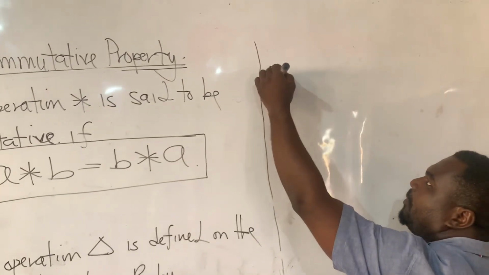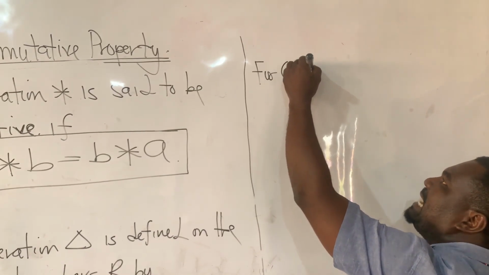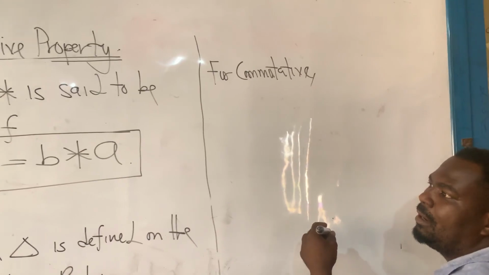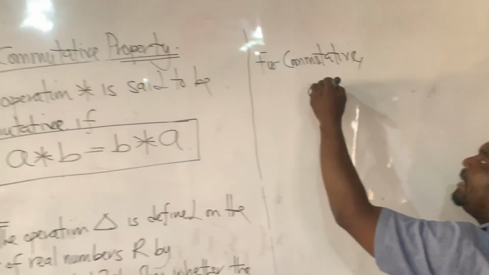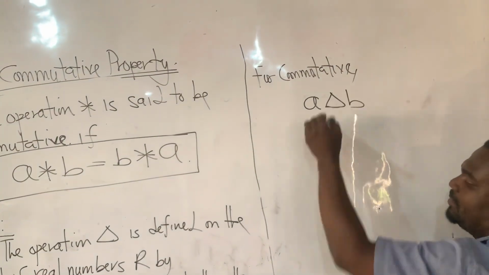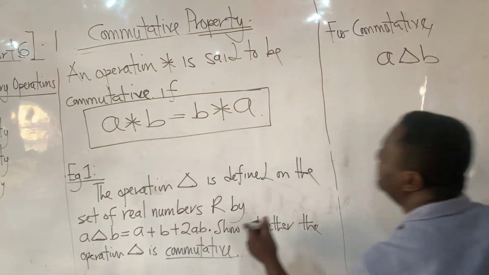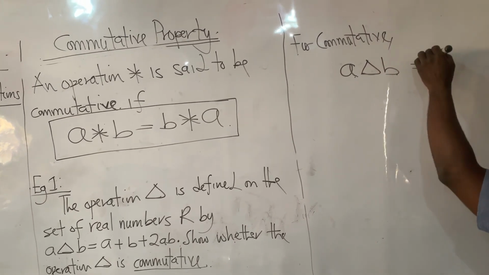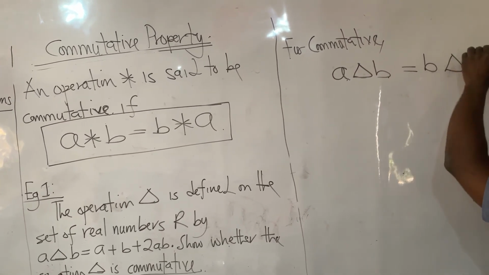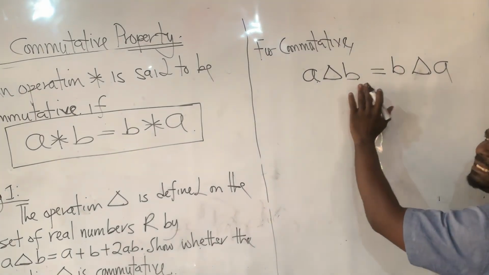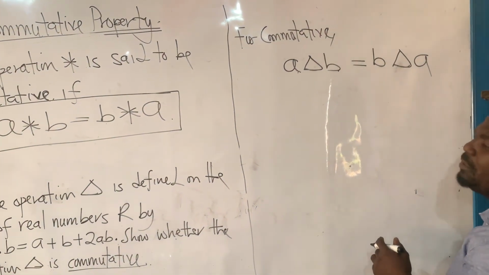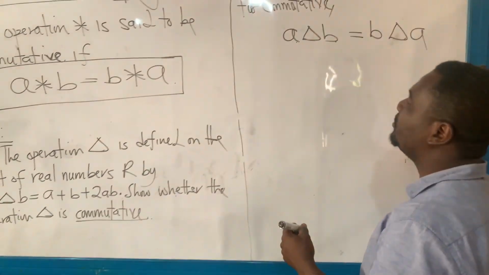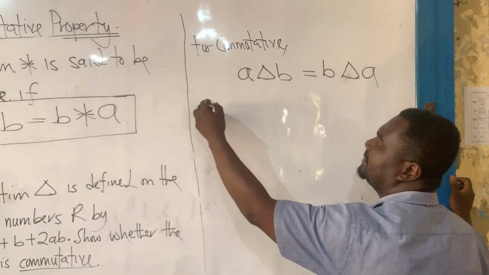So what you are going to do is, because we are targeting commutative, we say that for commutative, what is the condition for commutative? A triangle B, because we are dealing with operation sign triangle. For A triangle B to be commutative, then we can say that it equals B triangle A. So we are going to prove with the given formula to show whether it is commutative. All right. So watch here.